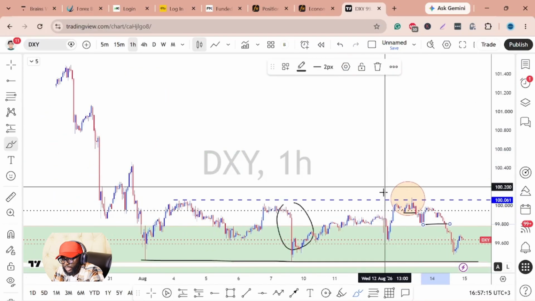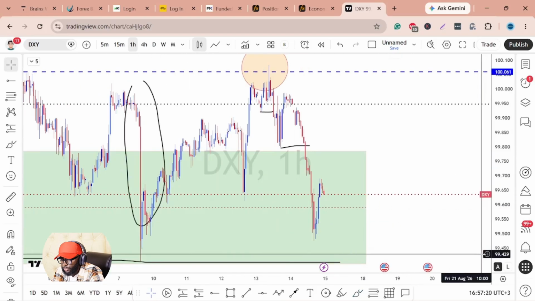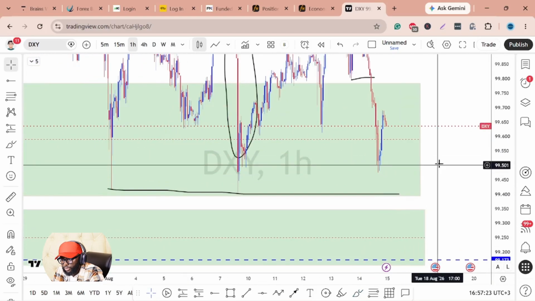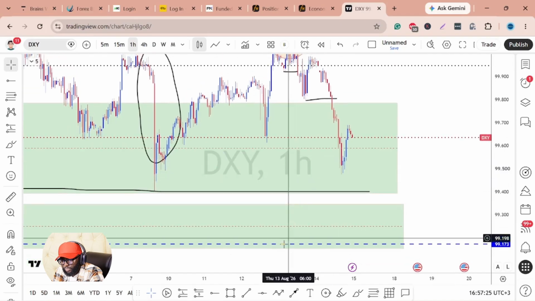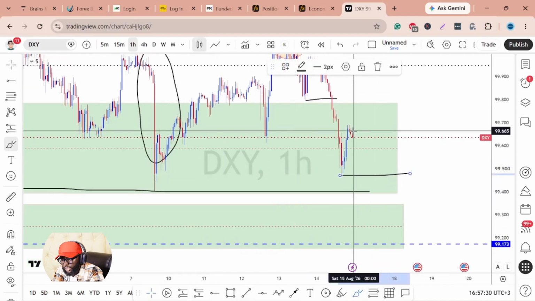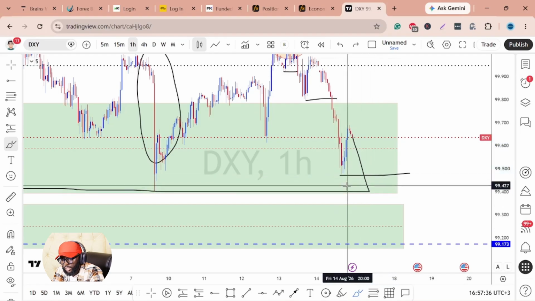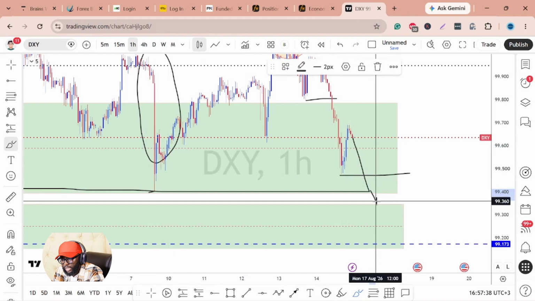So now my expectation as we open the week is that this level down here will be broken. So this level here will be broken. If at all DXY is to proceed moving down, then of course we'll see this break of structure over here. There's a mini break of structure over here. So for us to break these levels, we might also see a break of these levels.